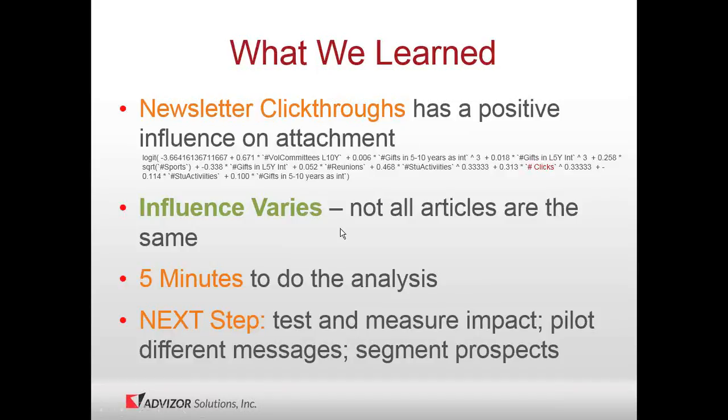We also saw that the influence varies. Not all the articles are the same. The Stephen Gompers was positive. The Rhodes Scholarship had a negative influence. Actually, I lied, it took me about 8 to 10 minutes to do that analysis, but I talked a lot. But it's quick. It didn't take me hours. I didn't have to farm it out. I did it really quickly, starting from scratch with a spreadsheet.